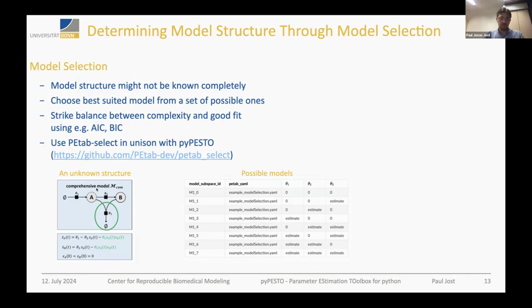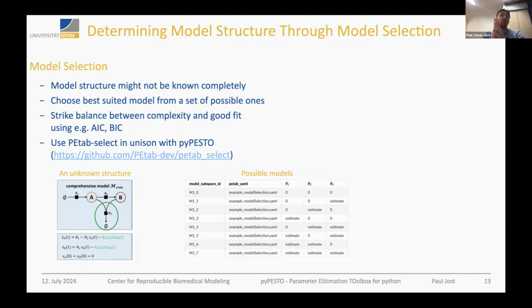If we take this one here, for example, I already told you 3 reactions. How many possible models can we have? Well, each parameter that we have in there can either be 0 or it can be estimated, yielding us 8 models, 8 possibilities. And so now the question is, how do we go through them?